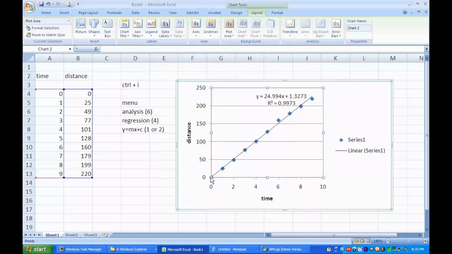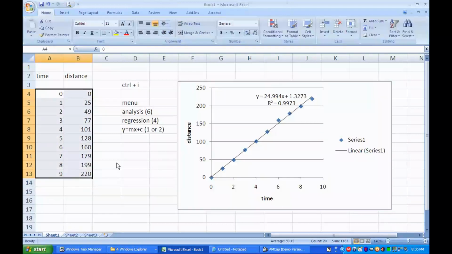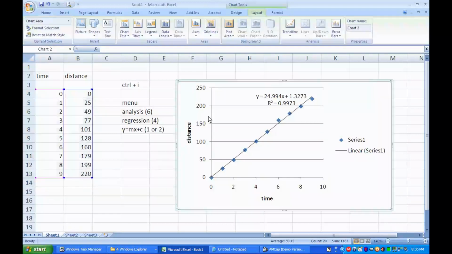Your CAS will do something like this, and it will give you an equation which looks something like this, and it will give you an r squared value. Now, if you put these exact numbers into your CAS, and you do exactly this, and you plot a trend line just like that, you may get slightly different numbers to what I've got here. Don't let that worry you. As long as they're pretty close, so this should be around 25. This should be around 1.3. This should be pretty close to 0.99. Okay? As long as you've got that, then you're doing it right.